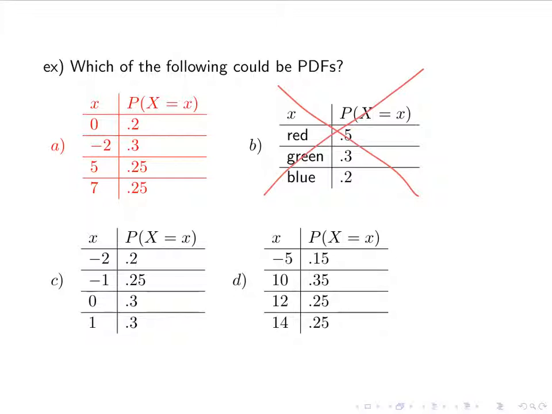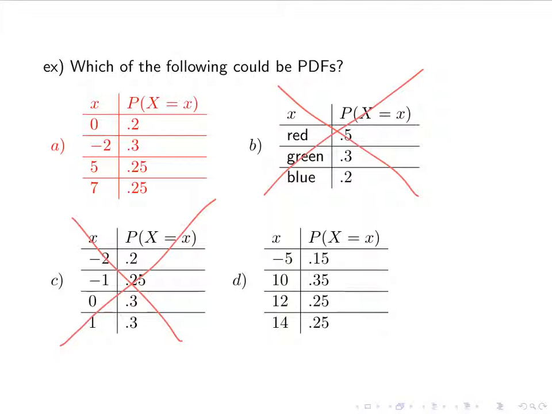So what about C? The values are quantitative, -2, -1, 0, and 1. The values of the probability are all between 0 and 1. But if I add them up, do I get 1? So what's 0.2 plus 0.25 plus 0.3 plus 0.3? If you add them up correctly, you'll notice that it is not 1. It is more than 1, so it cannot be a PDF.